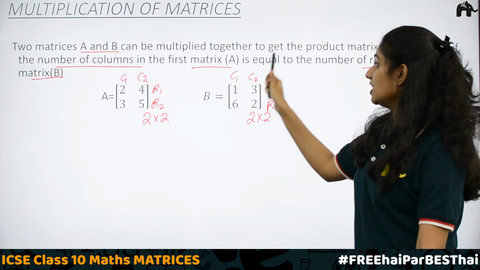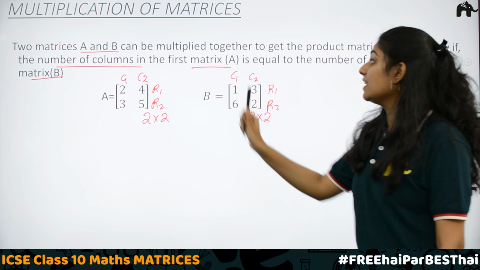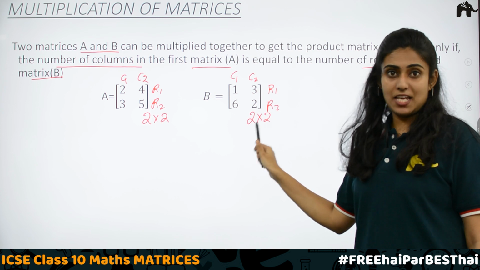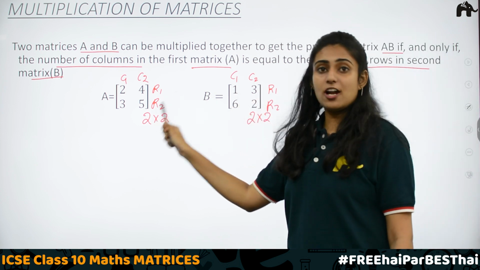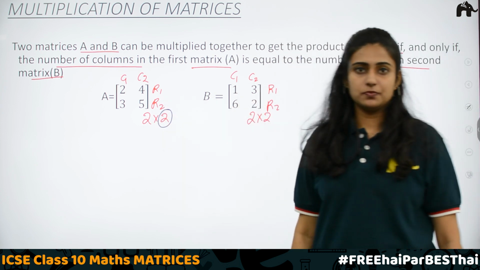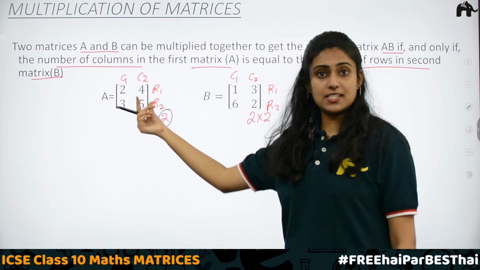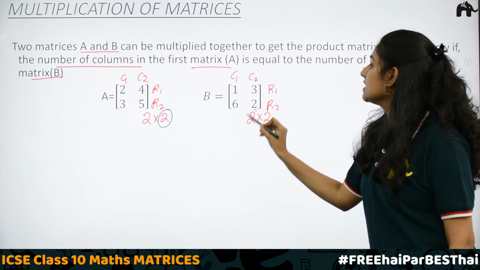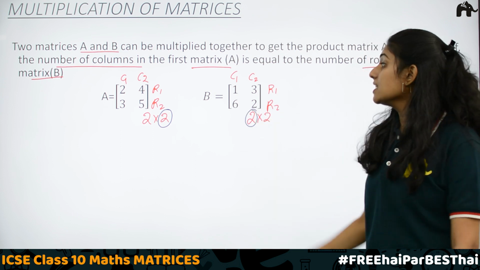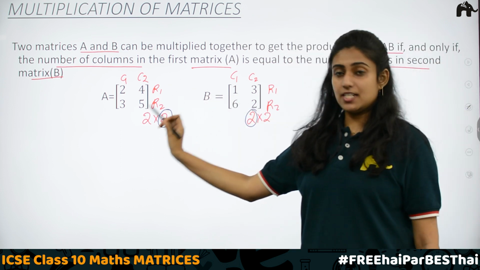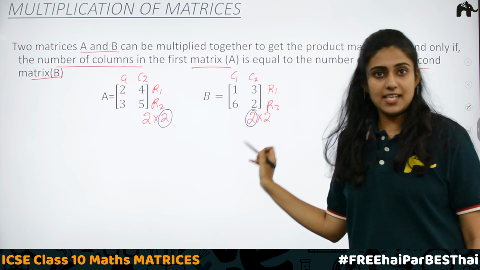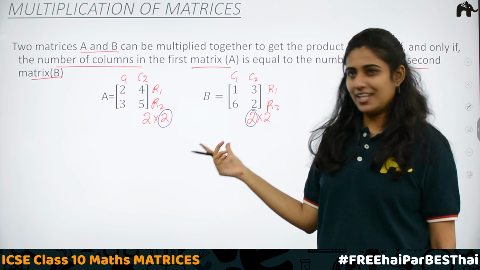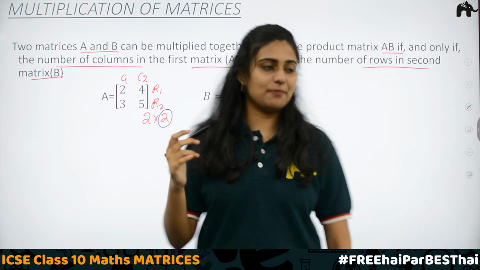Now what is the condition? Number of columns in the first matrix should be equal to number of rows in the second matrix. Here what is the number of columns in the first matrix? 2. Number of columns in the first matrix is 2. Number of rows in the second matrix. This is again 2. Which means number of columns in first matrix is equal to number of rows in second matrix. In this case we can perform the matrix multiplication. Yes? Now we will take another example.